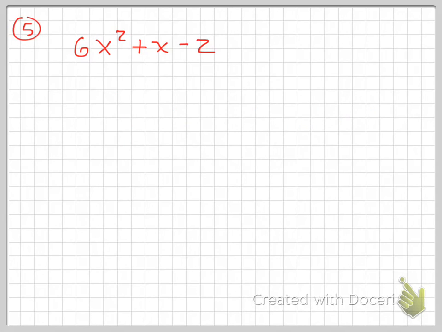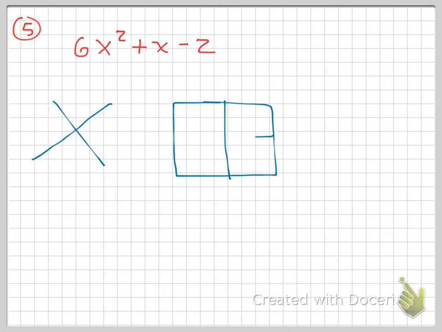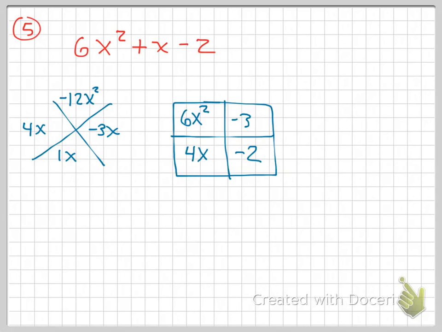Alright, problem number 5. We're supposed to factor this. So diamond problem, generic rectangle. Certain items I can fill in already. I can fill in my 6x squared into one corner, my negative 2 in the other corner. And when I multiply those together, I come up with a negative 12x squared on the top of my diamond problem and a 1x on the bottom. So I believe that if I multiply 4x times a negative 3x, I'm going to come up with negative 12x squared when I multiply them and 1x when I add them. So I can throw those in the opposite corners here, so 4x, negative 3x.